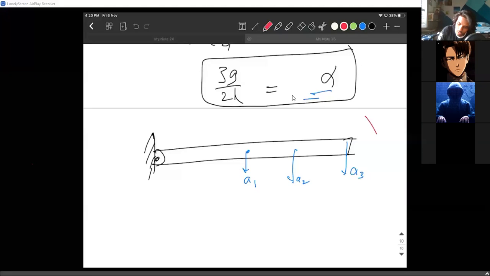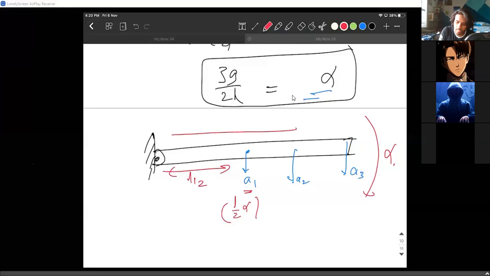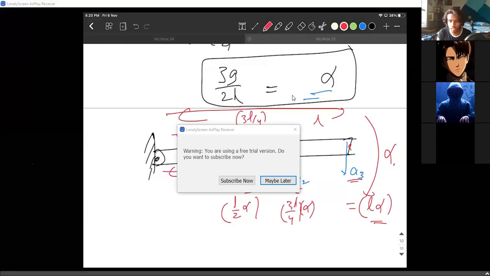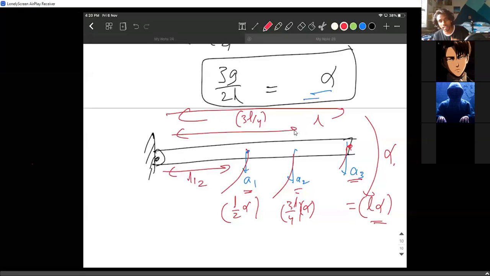Since I already know the alpha value, if I multiply it with the perpendicular distance, a equals r alpha. So L by 2 alpha for this. Let us say this distance is given as 3L by 4, let's just say. So this value is nothing but 3L by 4 alpha. What is this value? It's basically L alpha, since the perpendicular distance clearly is L for this particle. So they all have accelerations, angularly they're accelerating, but the linear accelerations are these. They might ask you the linear acceleration also sometimes, so you need to be careful about it.